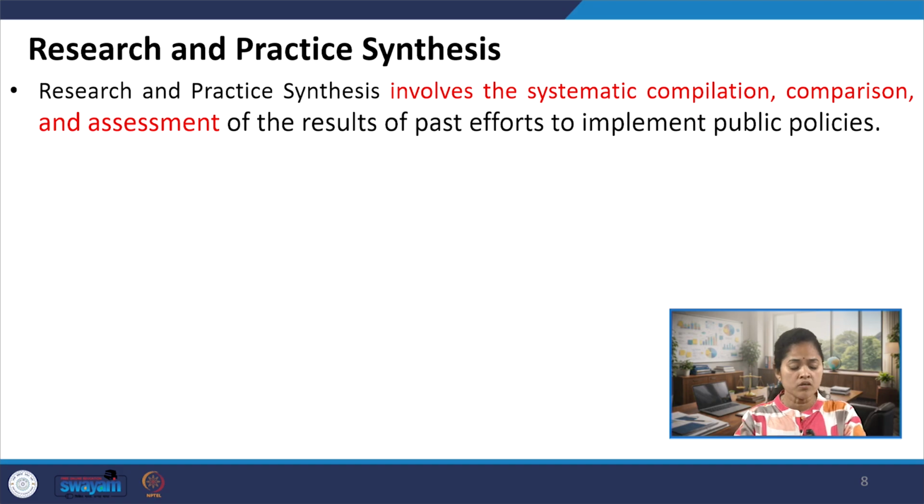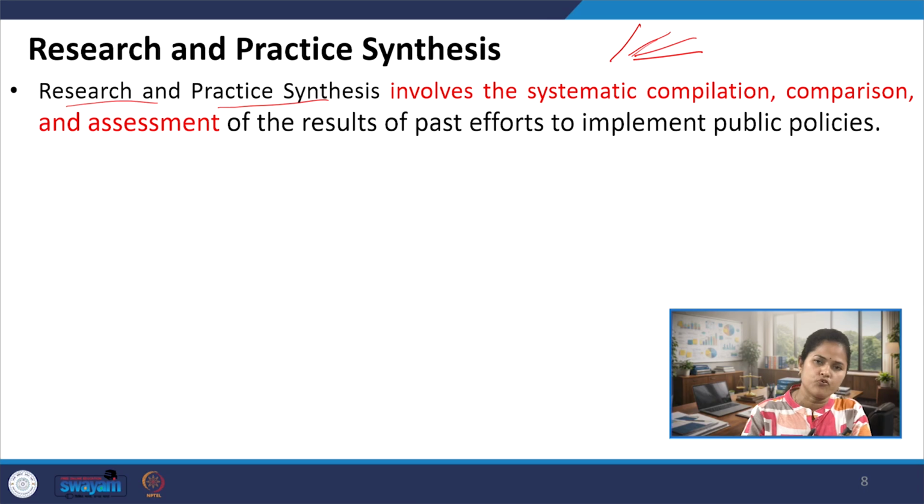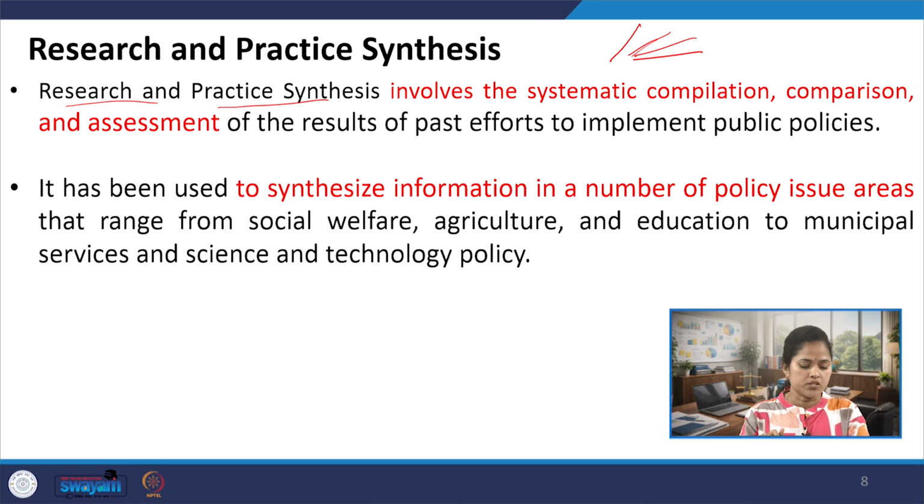Okay. So, based on this understanding that research and practice synthesis pulls information from different sources, right? It involves the systematic compilation of data or information. Then it also systematically does a comparison among the existing sources. Okay, so that means these are the new sources in fact. Okay, and it assesses the results of past efforts, that is, how past efforts got implemented in terms of public policies. Okay, so the basic thing in research and practice synthesis is that it has been used to synthesize the information in a number of policy issues, right?